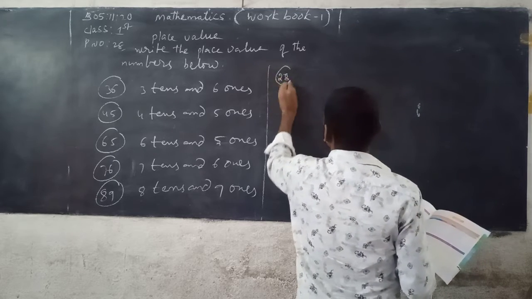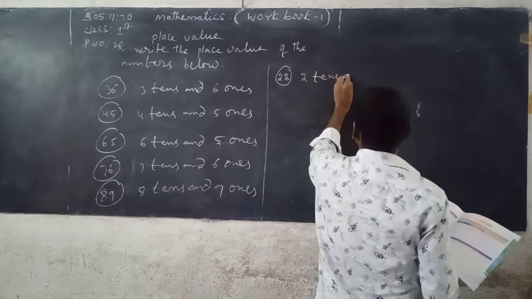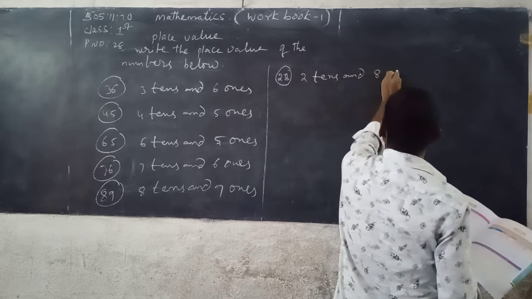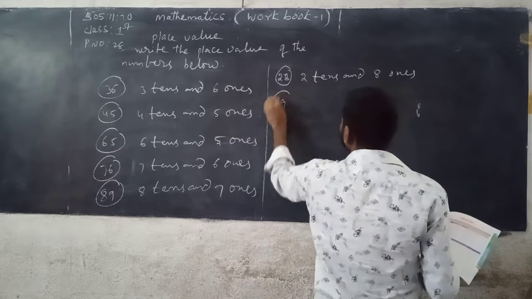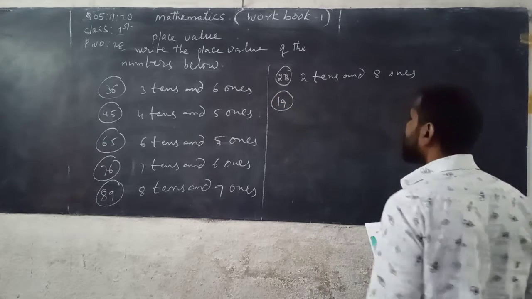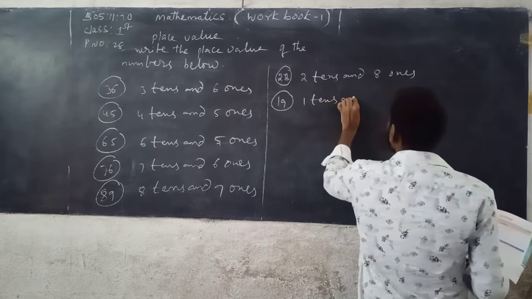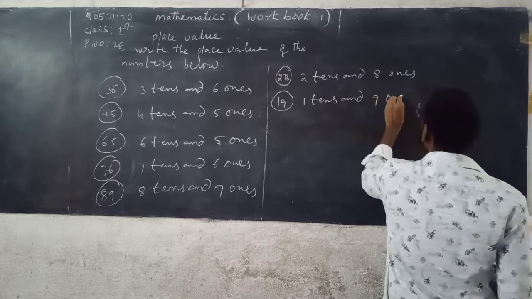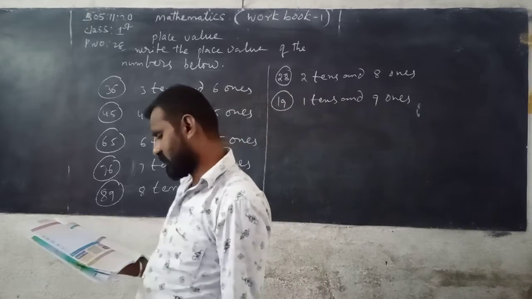Now next 28. See 2 tens, 8 ones. 2 tens and 8 ones. Next 19. So 9 is in 1's place, 1 is in 10's place. Then 1 tens and 9 ones.